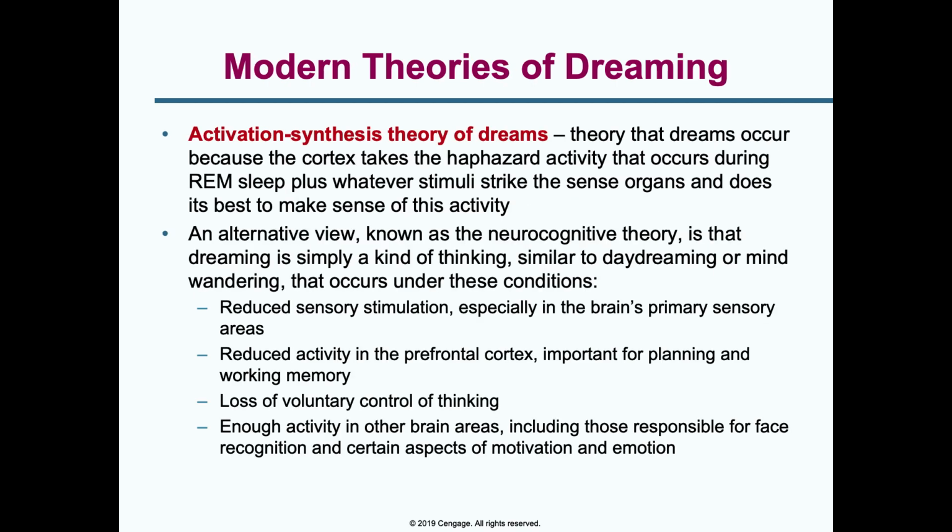We have more modern theories of dreaming. Let's talk about those. Okay. The first one, you might want to put a one next to the activation synthesis theory of dreams. This is where the part of the brain called the cortex takes some sort of activity that happens during REM sleep, plus whatever stimuli hit our senses, and then tries to make sense of it. I'm going to give you an example, which makes it easier. If you are dreaming of using a toilet or trying to find one, you often awaken to discover that you really do need to use the toilet.